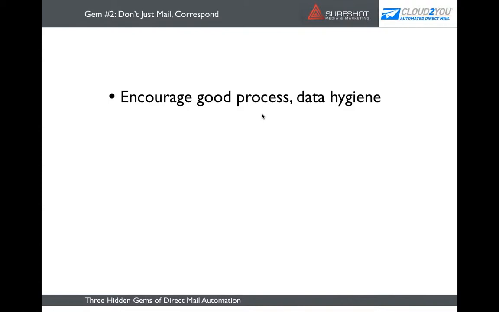Now they're going to get something that's really tailored, and that information is getting logged, so it encourages the setup and adoption of really good process, and all of this data rolls up into Eloqua if you have an integrated system. So you're really encouraging good data hygiene, because you're able to leverage the mail as a carrot to keep the process going as it should.